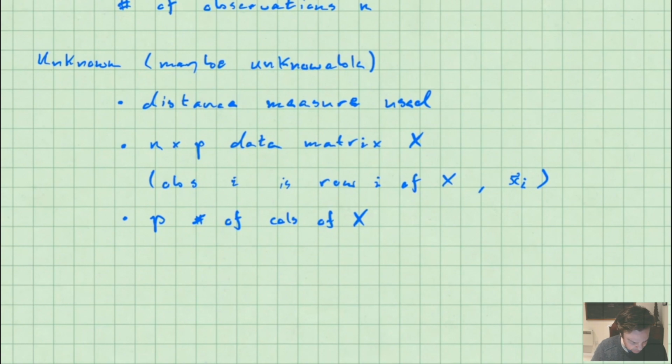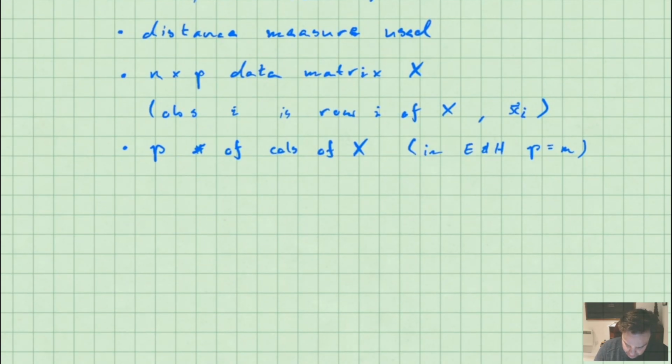And I just want to mention here, in the book that I suggested, Everitt and Hothorn, they use a different letter for p. They use lowercase m. So if you're reading that, just a reminder for how to translate some of these things. So how is this unknowable? How could this be unknowable?